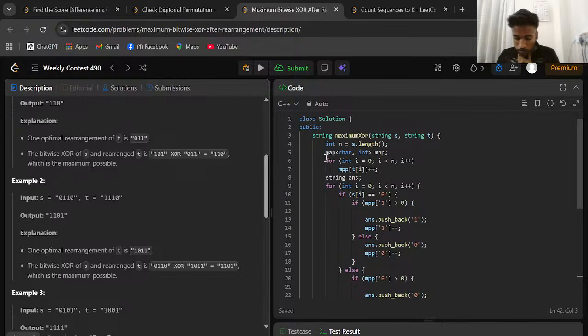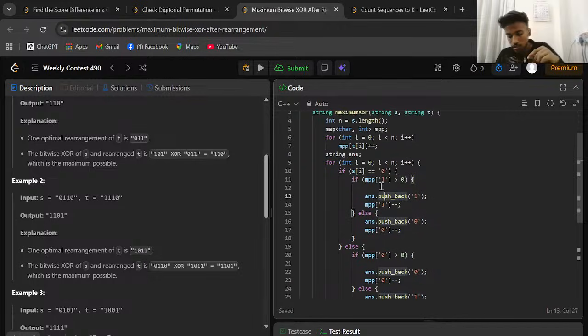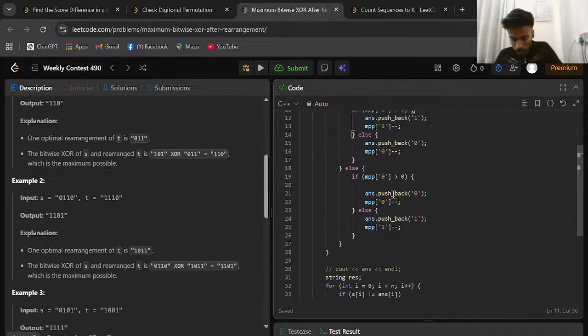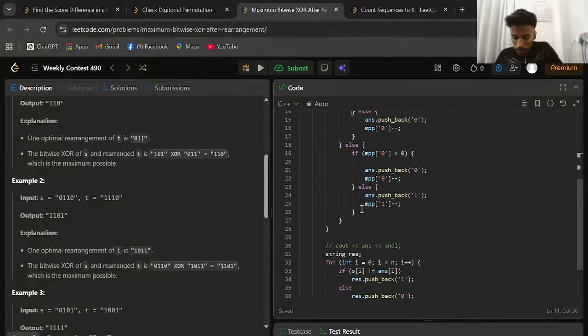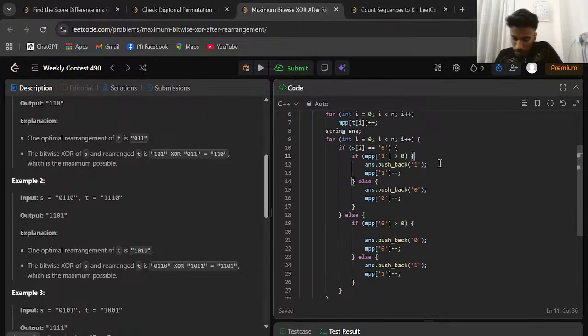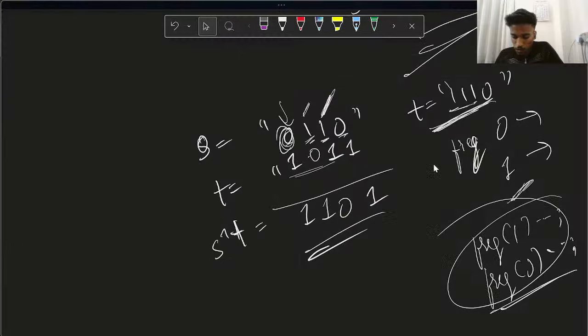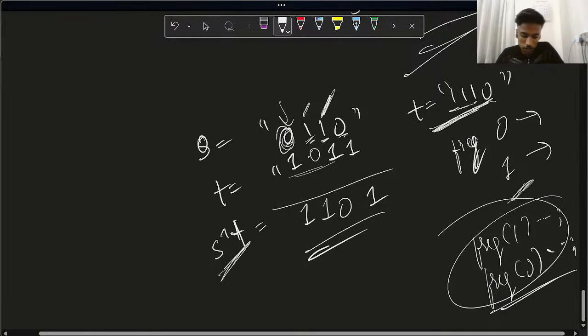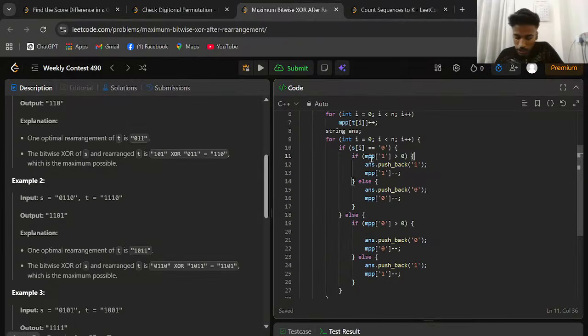So see here, MPP of T of I plus plus, we are creating the answer string just as I told you. What is the answer string? So the answer string is this string, like this string, S XOR T. Okay. So this is the string we are constructing.